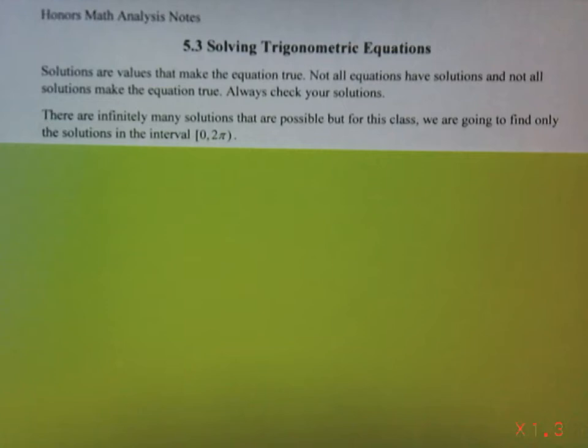In trigonometric equations, since the domain of sine and cosine is all real numbers and it keeps going, there are infinitely many solutions. So for this class, we're just going to find all the solutions that you would normally see on your pi plate. So all the solutions between 0 and 2 pi, including 0 but not 2 pi.